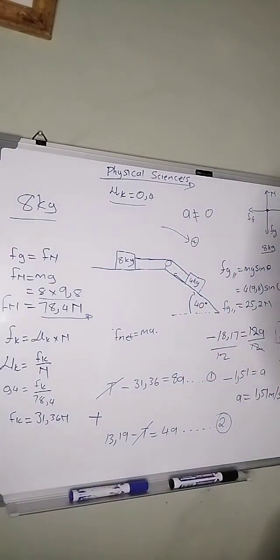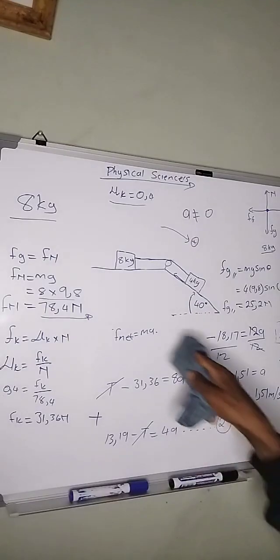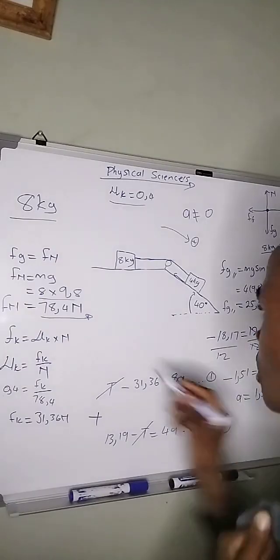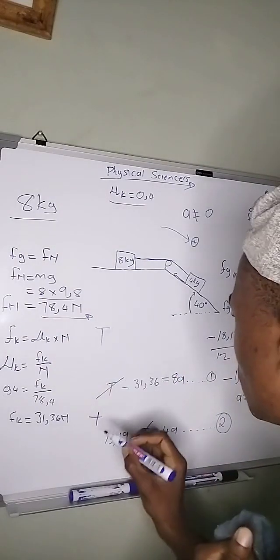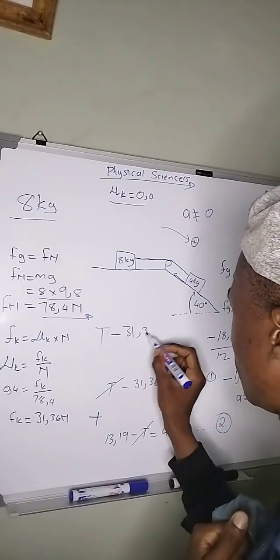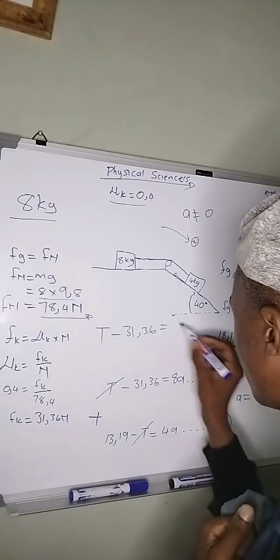Now let's calculate the tension. So what are we going to have as the tension? Let's take this one, and let's see. We are going to have T minus 31,36, which is going to be equal to 8.